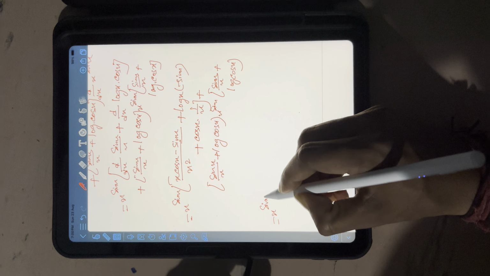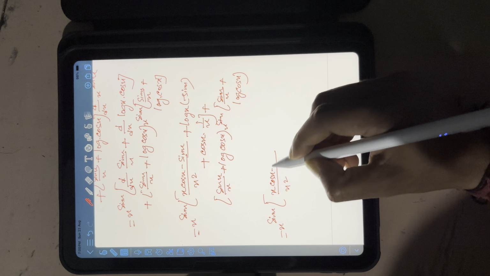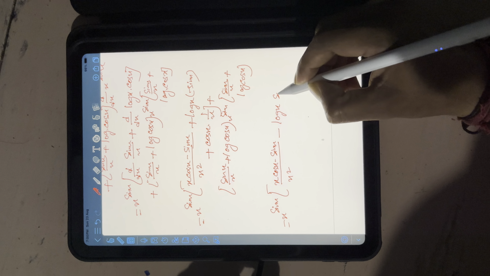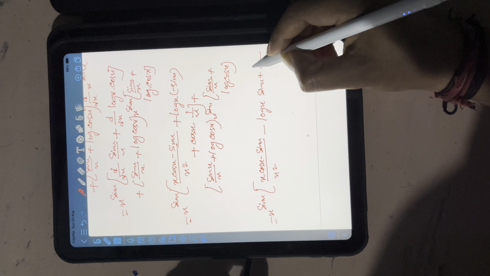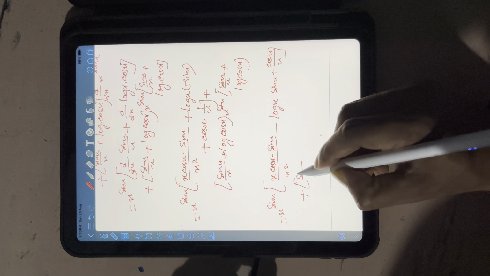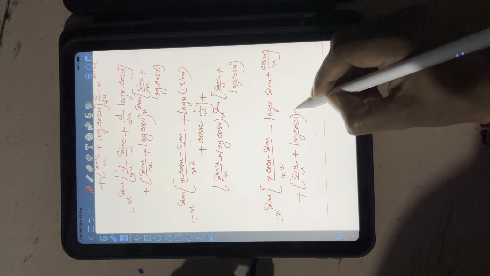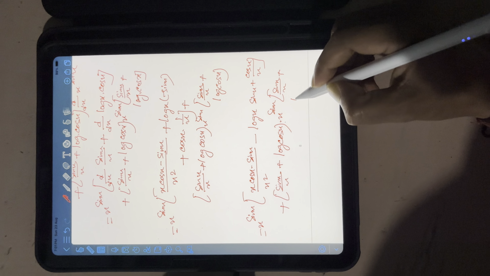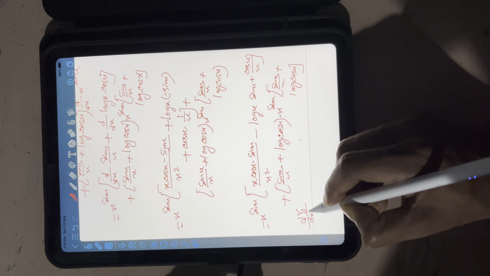x^(sin x) times [(x cos x - sin x) / x² minus log x sin x plus cos x / x plus (sin x / x + log x cos x)²]. So this is the answer of d²y/dx².